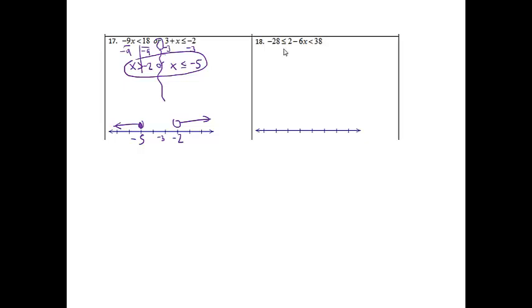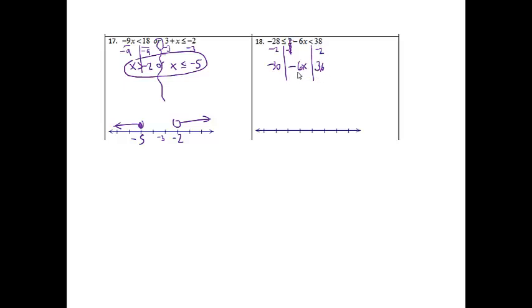Okay, number 18, negative 28 is less than or equal to 2 minus 6x, which is less than 38. This is a connected problem, so again, we'll make a connected graph. So I'm going to draw lines down both of my inequality signs. If we want to get the stuff in the middle gone, to get rid of the 2, first of all, it's a positive 2, so we're going to do minus 2 to all three parts. Negative 28 minus 2 is negative 30. I'm still left with the negative 6x, not just the 6x, but bring down your negative also. And 38 minus 2 is 36.